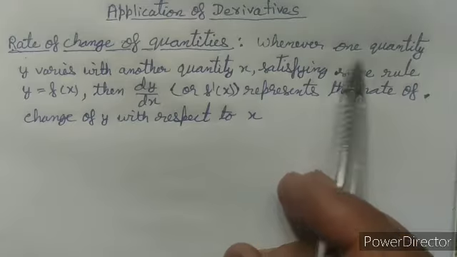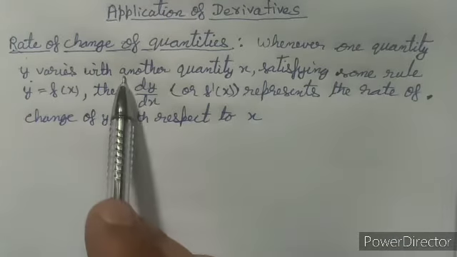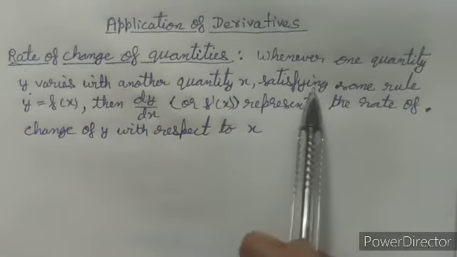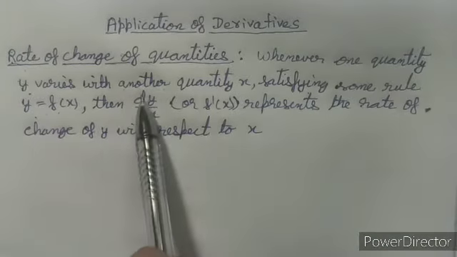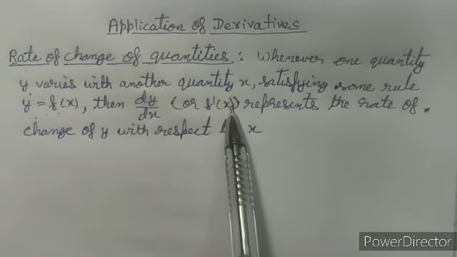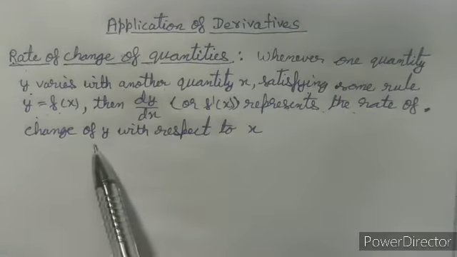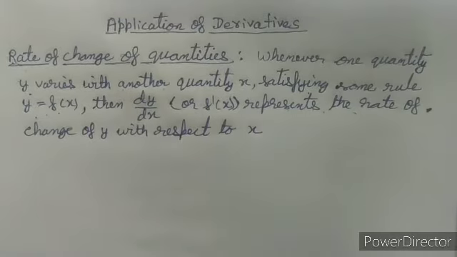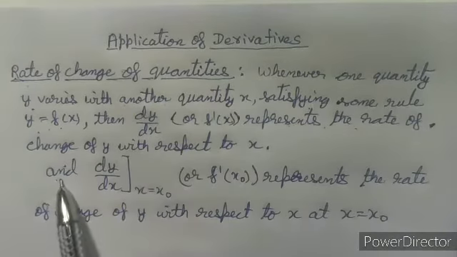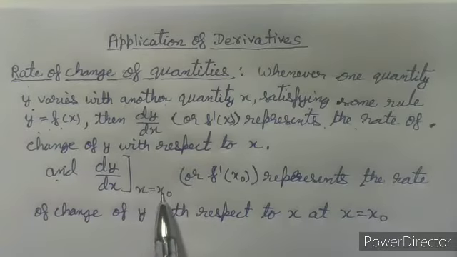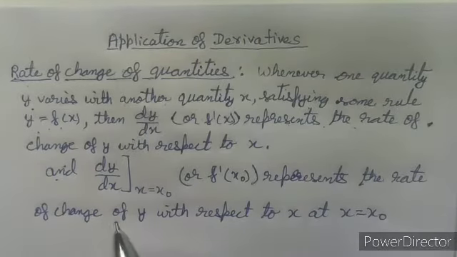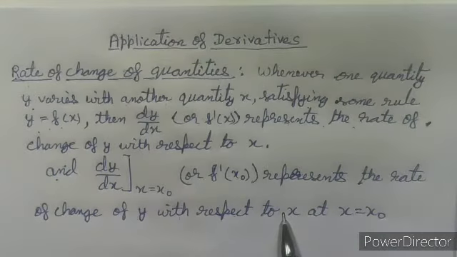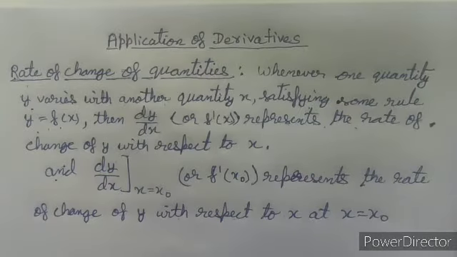Now, whenever one quantity y varies with another quantity x, satisfying some rule y equal to f(x), then dy by dx or f dash x represents the rate of change of y with respect to x, and dy by dx at x equal to x0 or f dash x0 represents the rate of change of y with respect to x at x equal to x0. Now let us do exercise 6.1.